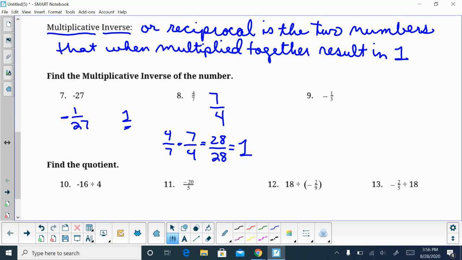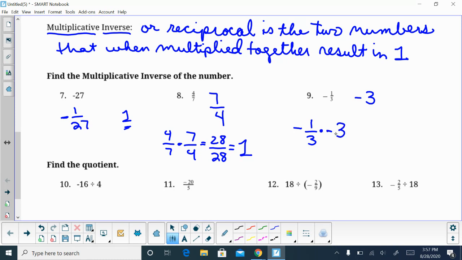Number 9, negative 1/3. Now, I want a positive 1 as my answer. So I have to think, what am I going to multiply this by to get a positive 1? Well, if this is a negative, the reciprocal is also going to have to be a negative. And the multiplicative inverse would be a negative 3. So again, let's multiply them out so you can kind of see how we wind up with that positive 1. We got negatives on the brain.